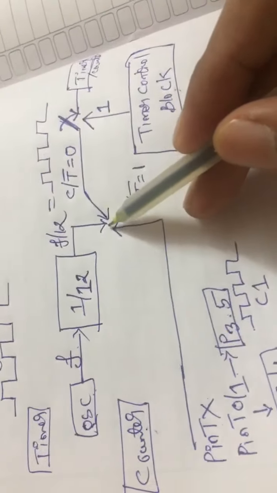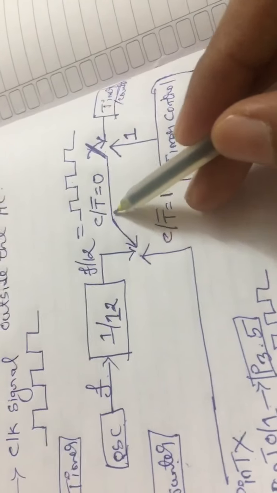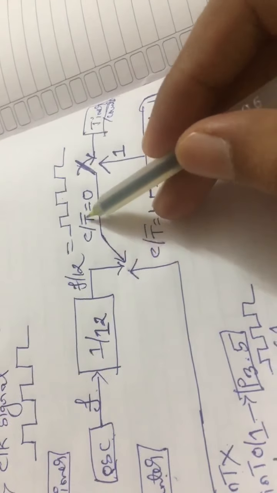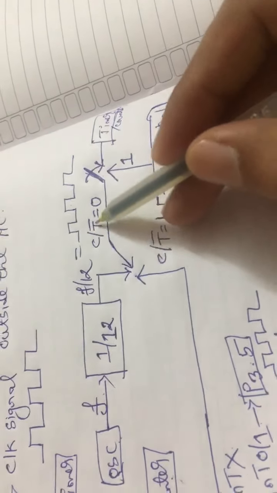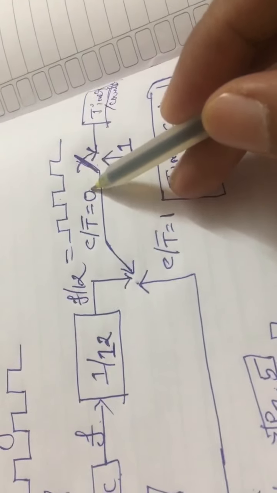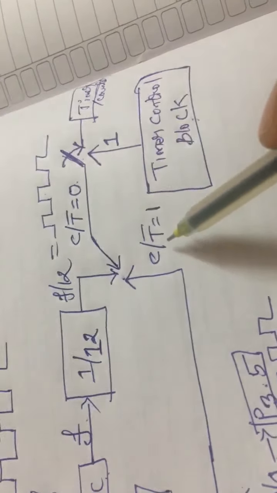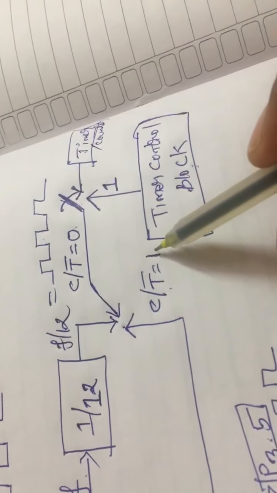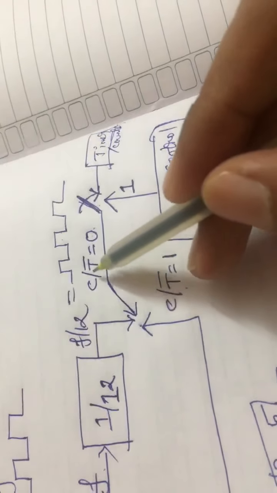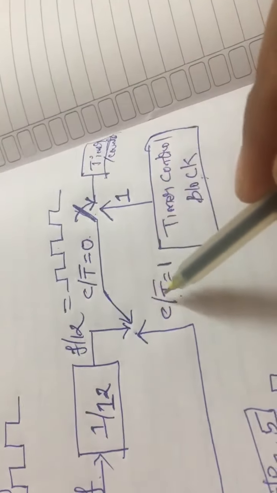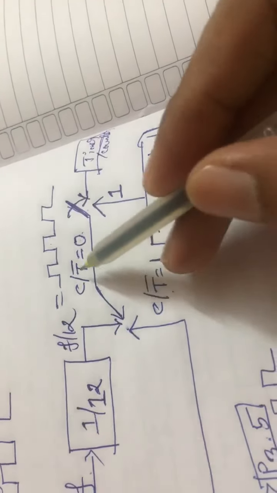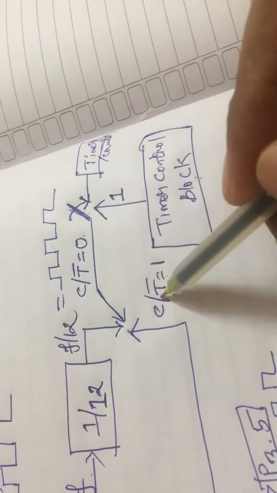And after this point, the pulses are to be given from this C/T bar 0 or C/T bar 1. If this particular bit is equal to 0, we are in timer mode. If this particular bit is equal to 1, we are in counter mode, right? This is the bit which is used in the TMOD register.